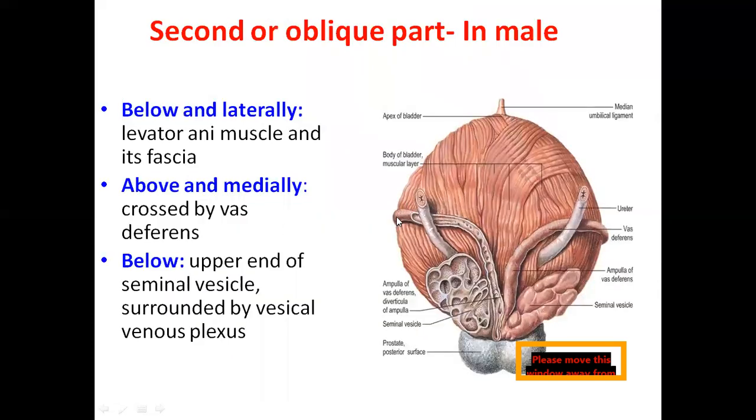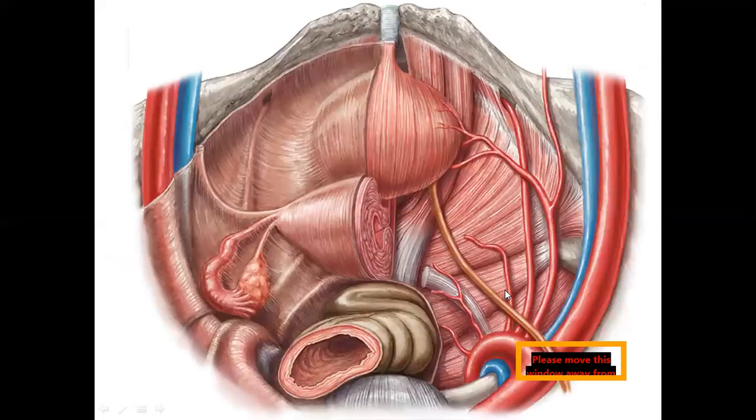Now coming to the second or oblique part of the pelvic part of the ureter in male. This is our ureter. Below and laterally, it is related to the levator ani muscle and its fascia. Above and medially, it is crossed by this structure, that is the vas deferens. Below, the upper end of the seminal vesicle, surrounded by the vesical venous plexus.